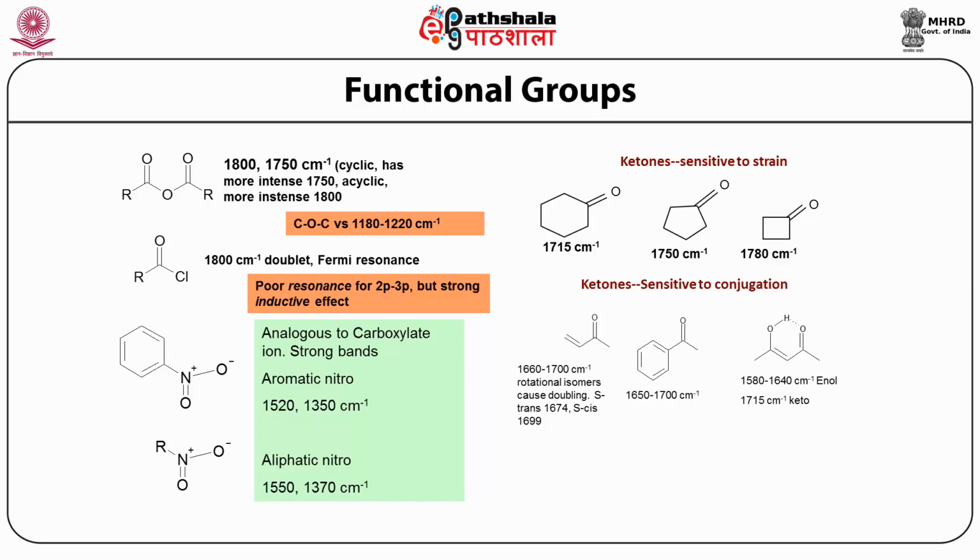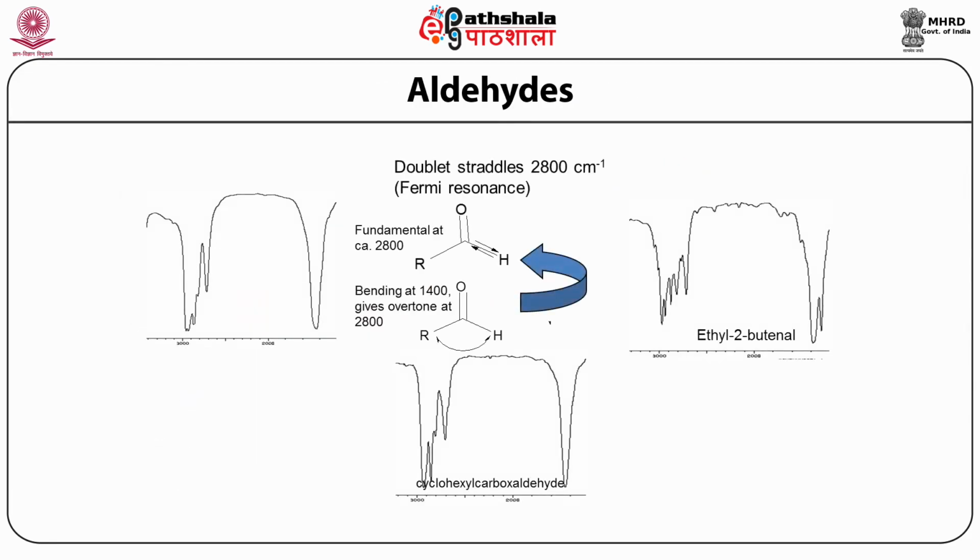If it is aromatic substituted, then it is 1650 to 1700. And if hydrogen bond formation occurs, then it gives 1580 to 1640 for the enol and 1750 for the keto group. Here we discuss the IR spectrum of aldehyde. The IR spectra of different aldehydes, like cyclohexenyl carbonyl aldehyde and ethyl 2-butanal, have characteristic IR signatures.